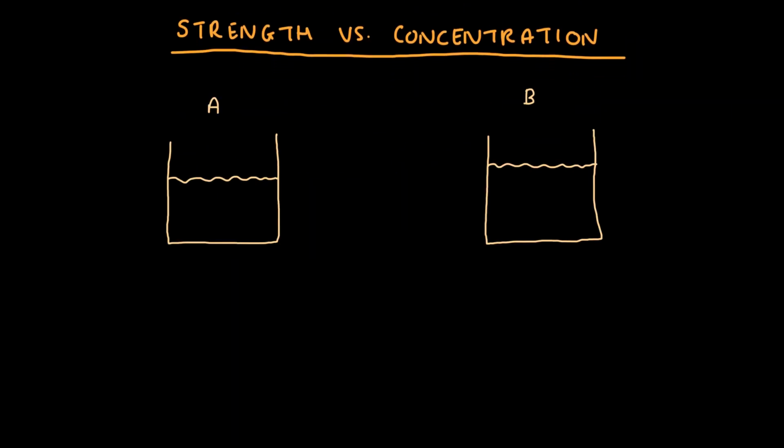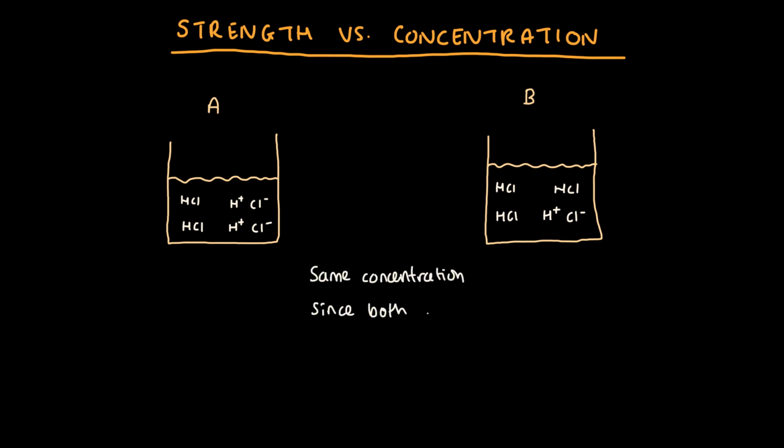Here we have two beakers, A and B. Each one contains 4 molecules of HCl. In A, 2 of the HCl's ionize and release H+. In B, only 1 HCl releases a H+. Now A and B both have the same concentration since they both contain 4 HCl's. But since A contains more H+, it's a stronger acid. And the same concept applies for bases.